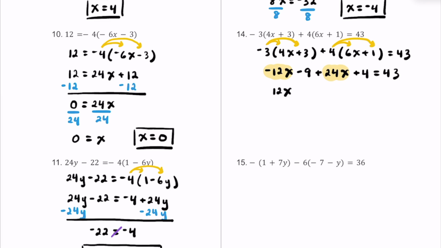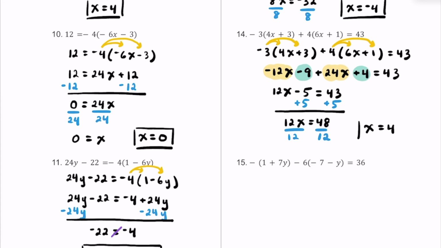And it looks like we have some more like terms we can combine here. So let's combine this negative 9 with this positive 4. Negative 9 plus 4 is going to be negative 5, or I can write minus 5 here. And that's going to equal this 43 on the right side. So we have a two-step equation here. Let's add 5 to both sides to get the constant terms together along the right side of the equation. If we do that, we're going to have 12x equal to 48. And then let's divide both sides by 12 here just to get 1x. If we do that, we're going to get x is equal to positive 4. So that would be our solution.